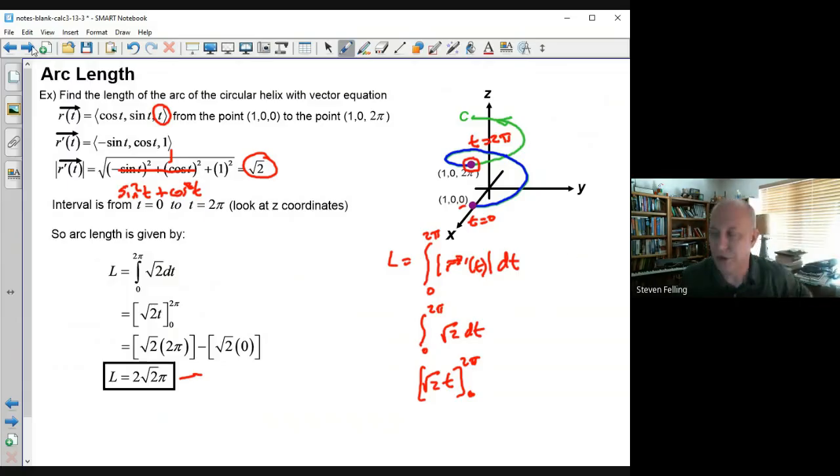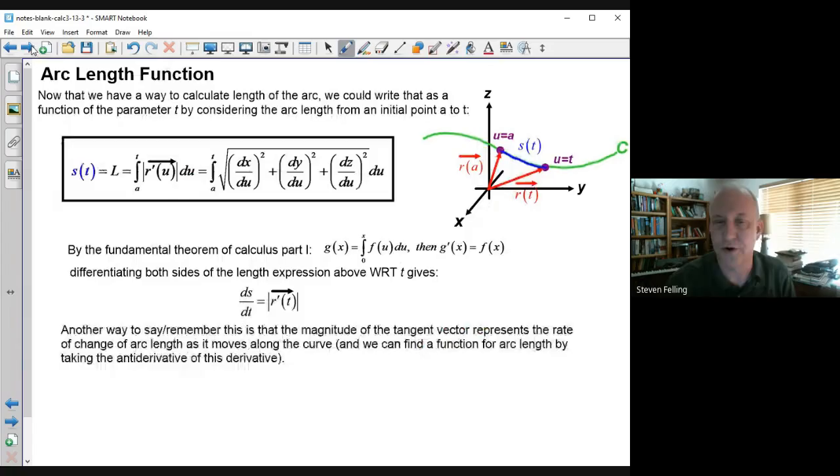All right, so a couple other things to add on before we wrap up for arc length. The first is that now that we have a way to calculate the length of the arc, we could write that arc length as a function of the parameter t. So it might be nice if we could say, okay, let's have a function s, which is the amount of arc along the space curve for a given value of t.